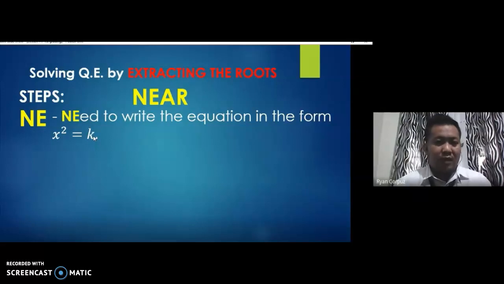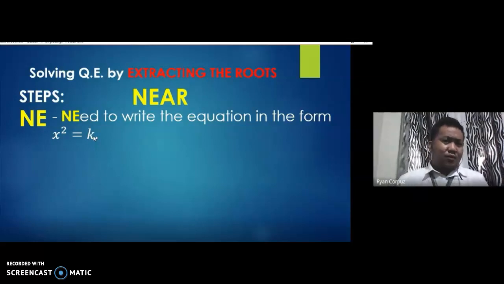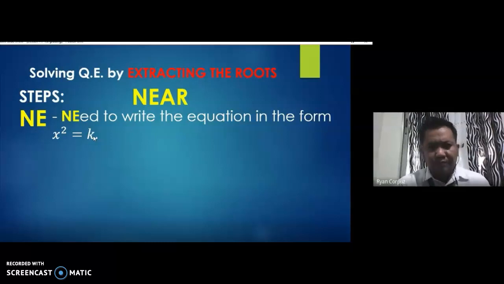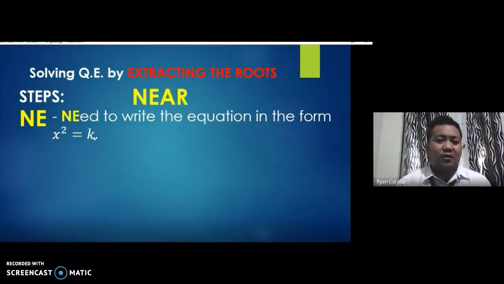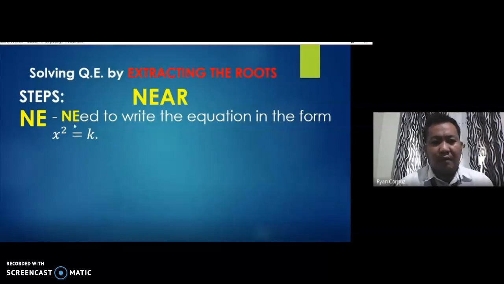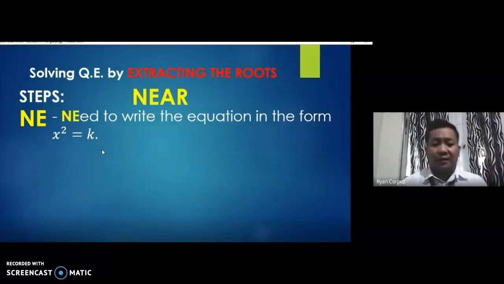I guess that's the best way that we can solve a quadratic equation whose linear term is not present in the equation. So we can solve it by extracting the roots, that is by rewriting it first in the form x squared is equal to k.